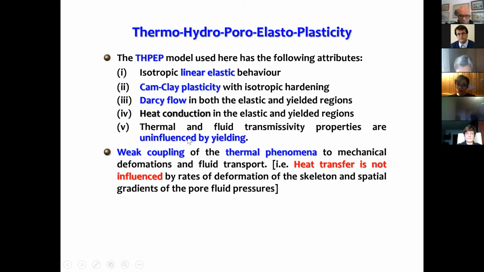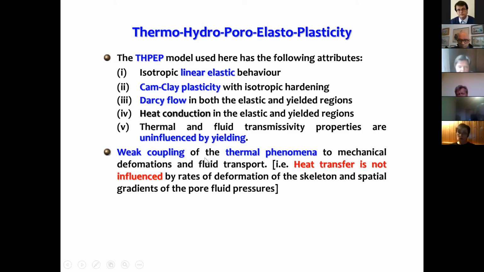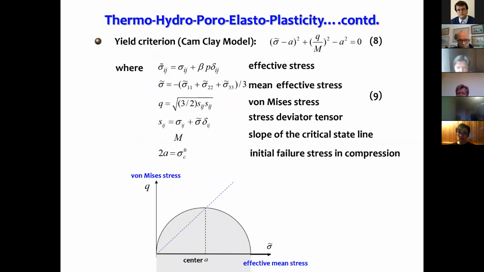I made this remark previously in connection with the stretching of the hyperelastic one. So the same thing is applied here, that I will keep the transport processes invariant of the plasticity of the medium as well. So it's a form of weak coupling between the thermal phenomena. So that means heat transfer is not influenced by the stresses, and it's not influenced by the rate of deformation of the pore fluid pressures as well.